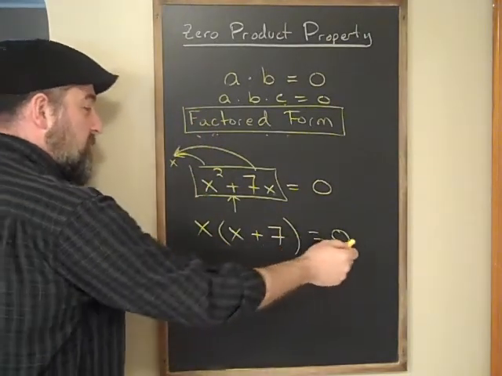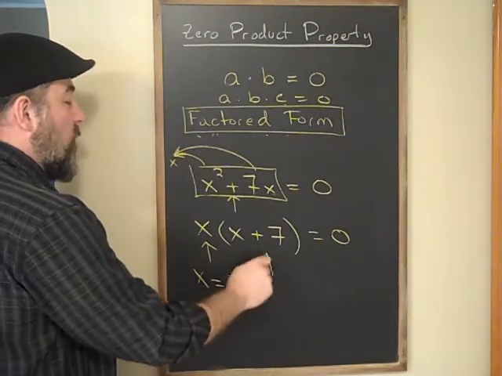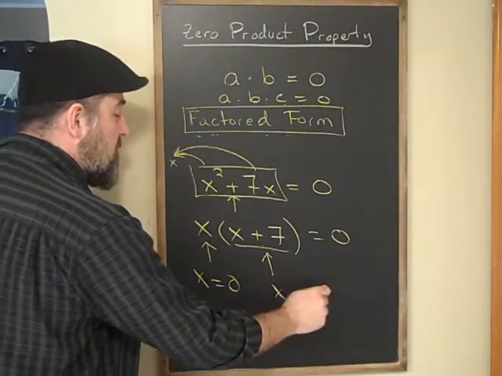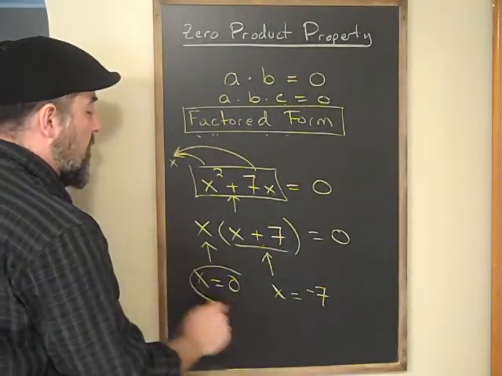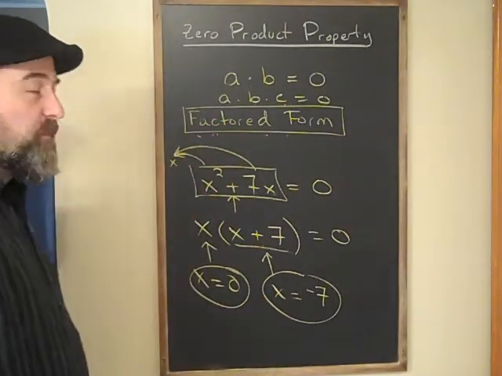Something times something equals 0. What makes this factor be 0 is 0. What makes this factor x plus 7 be 0? I think you can see it's negative 7. There are your two solutions. And it only worked when it's in factored form.